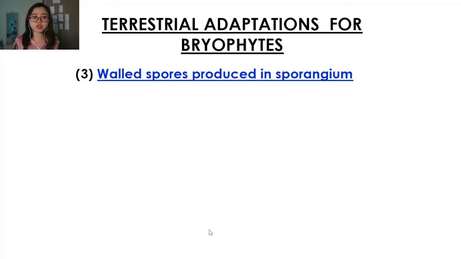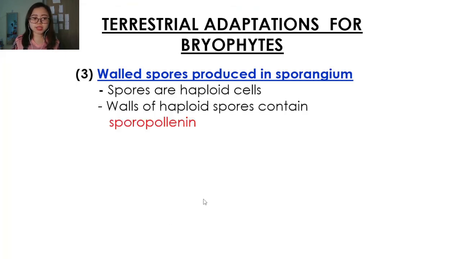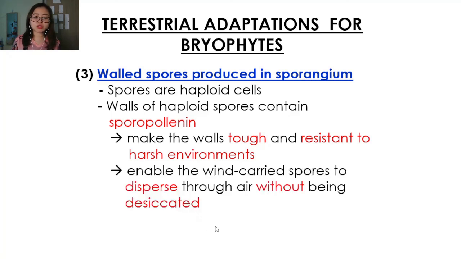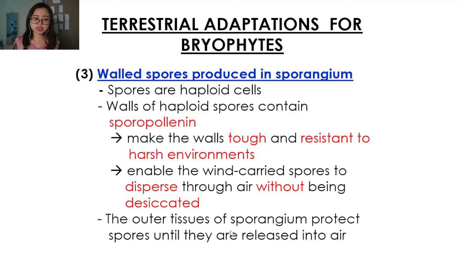And number 3, it produces walled spores that are produced in the sporangium. The spores are haploid cells. The walls of the haploid spores contain sporopollenin that makes the walls of the spores tough and resistant to harsh environments, and it enables the wind-carried spores to disperse through air without being desiccated, and the outer tissues of the sporangium will protect spores until they are released into the air. Dalam erti kata lain, apa maksud dia adalah spore dia tahan lasak. Dia ada cell wall yang keras, membolehkan dia boleh diterbangkan, dan tidak senang kering.